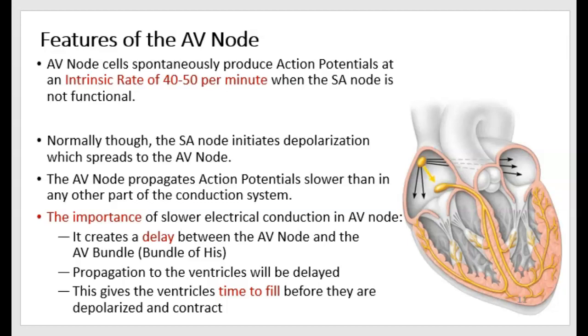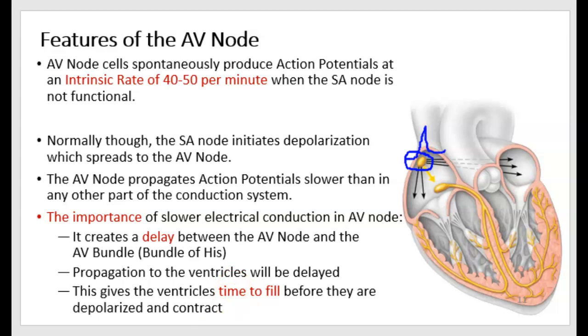Okay, let's look at the AV node now just a little bit. We were just talking about the SA node, and it made an action potential, and then one action potential stimulates the next action potential further along the line of the cell, and then another cell is excited, so on and so forth.